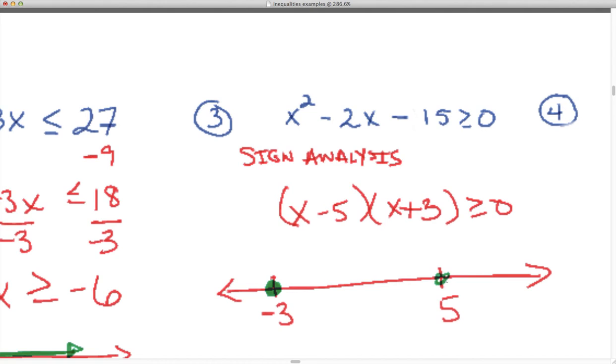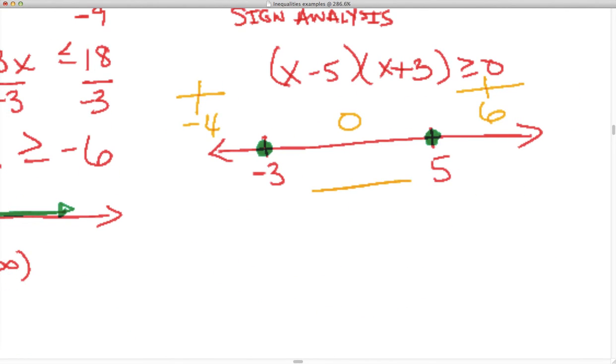And now what you do is you do a test point. Plug in a point to the left and the right of each of those into your equation. So when I plug in a -4, I don't care about the actual value, just the sign. -4 minus 5 is negative. -4 plus 1 is negative. Two negatives times each other give you a positive. So everything to the left of -3 is positive and above the axis. That's what that means. So then when I plug in a 0, I get -5 times +3, which is a negative number. So everything between these two numbers is a negative, or below the axis. And then when I plug in a 6, I get two positive numbers multiplied together, and that's a positive, okay?